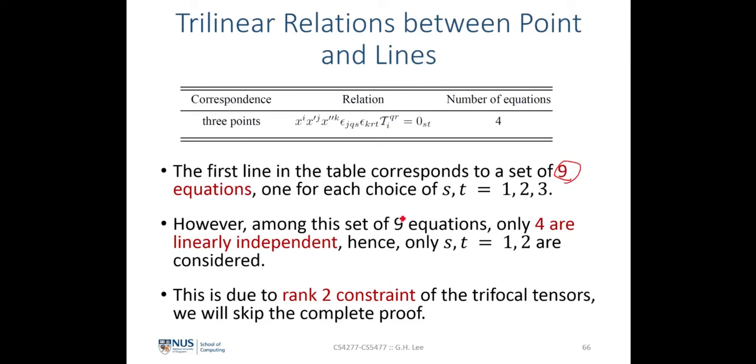But in this particular case, we know that the trifocal tensor is a rank deficient tensor, where each one of the 3 by 3 matrices in the trifocal tensor is only of rank 2. Hence, there are only 4 linearly independent equations in this incidence relation, and hence we drop the index of 3 and only evaluate for the 4 combinations of S and T, where each one of them takes 1 and 2 respectively. As I mentioned earlier, this is due to the rank deficiency, but the proof is rather complicated, and we will not cover it in this course.